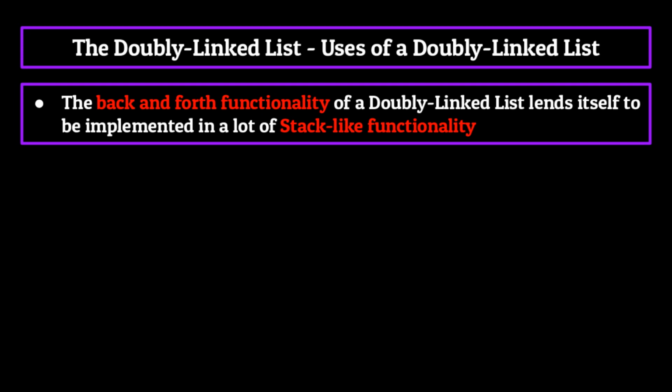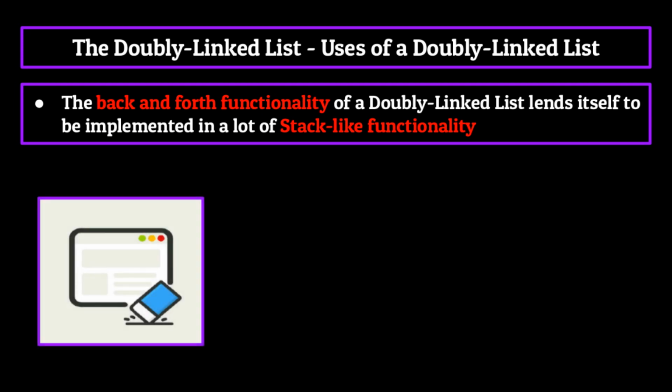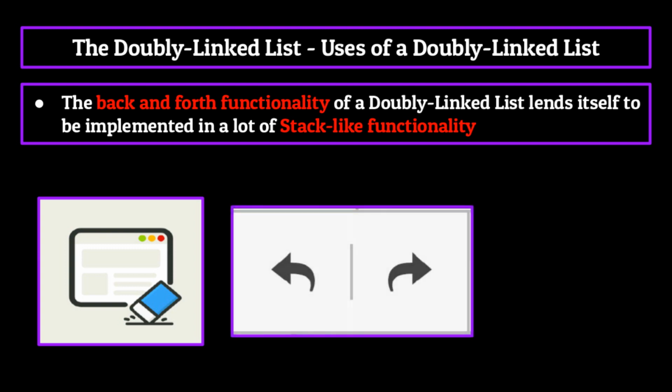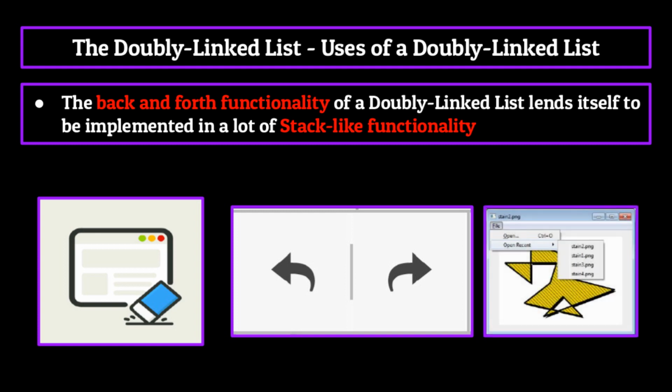Some examples of this could be the browser caches, which allow you to go back and forth between web pages, the undo-redo functionality in many programs, applications which allow you to utilize an open recent functionality. The list goes on and on. Basically, any case in which you need to store a list of objects with multiple attributes, a doubly linked list is going to be a safe bet to get it done.